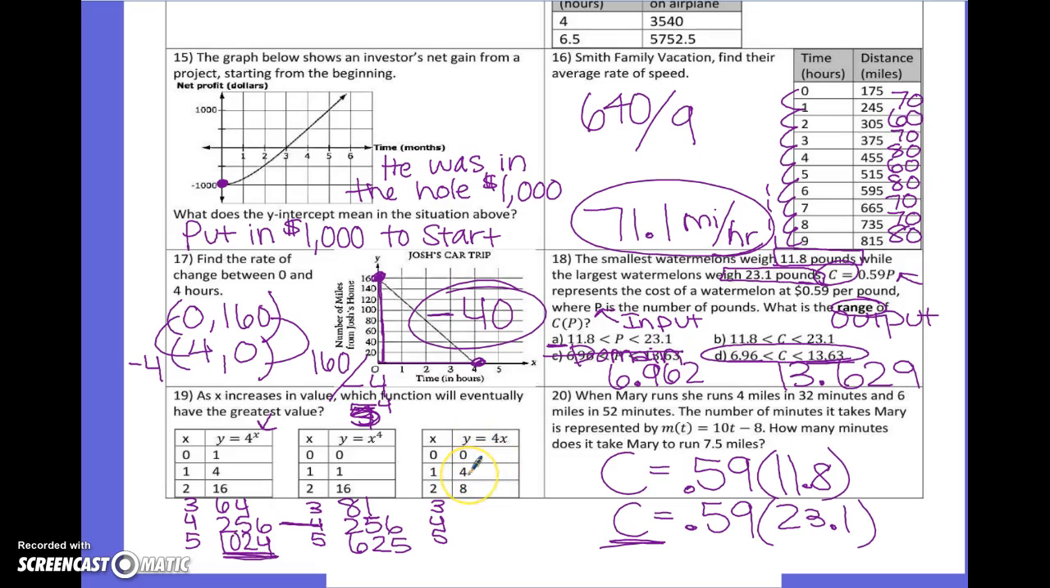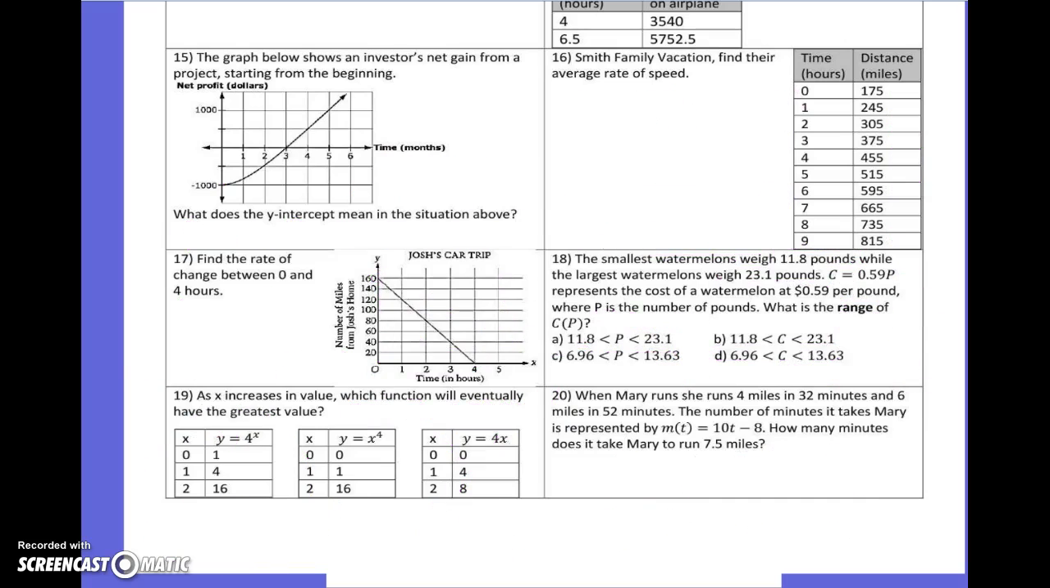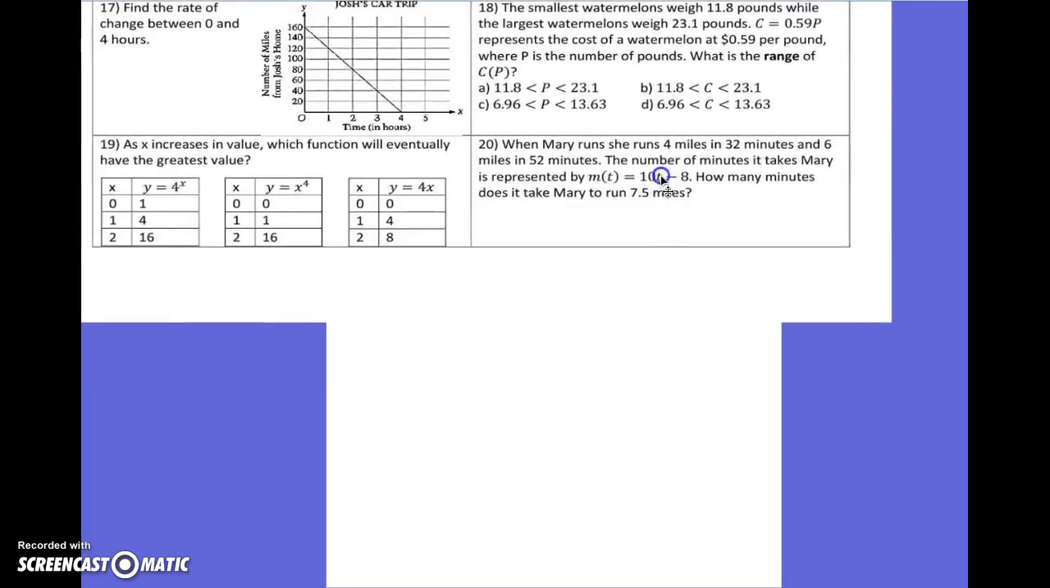Last of all, over here, if I put in a 3 for x, 4 times 3 is 12. 4 times 4 is 16. 5 times 4 is 20. So it's definitely not this one. Linear is not growing very fast, so it's our exponential growth here. The exponential growth is going to be the fastest. And that's true all the time. Exponential growth grows fast.